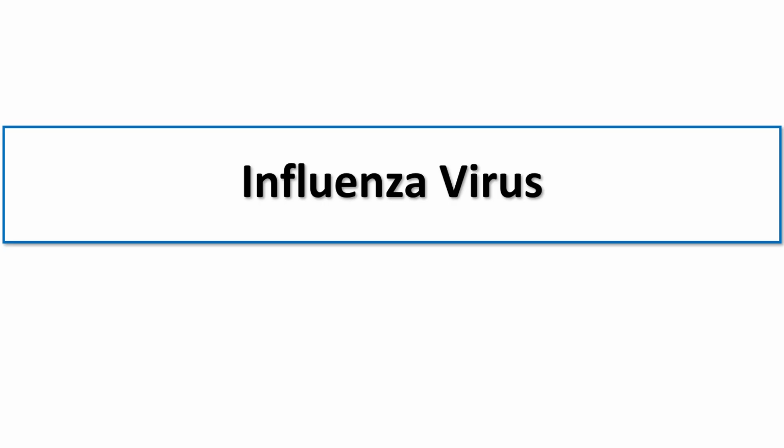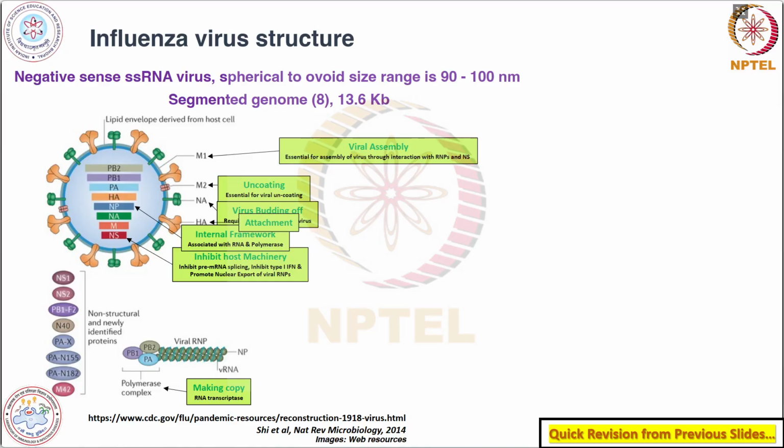In the last class, we discussed the influenza virus. Would you like to quickly summarize what we have studied about it? Is everything clear to you from the classes till now? If you have any doubt from the previous classes, you can ask. The influenza virus is spherical to ovoid in shape and it is a single-stranded RNA virus with a segmented genome which has 8 different segments, and each segment has its own purpose in the infection.